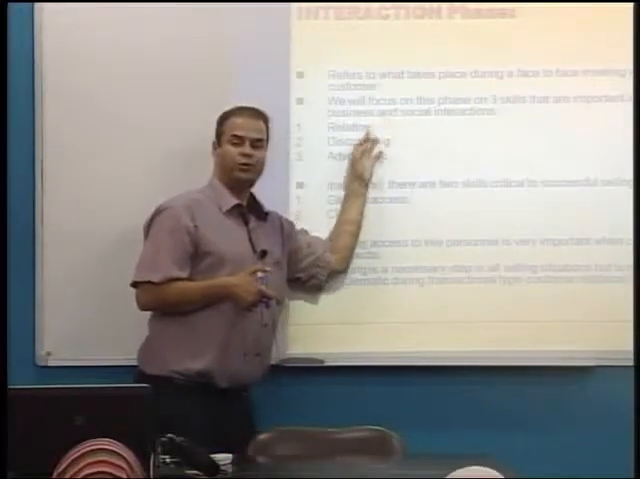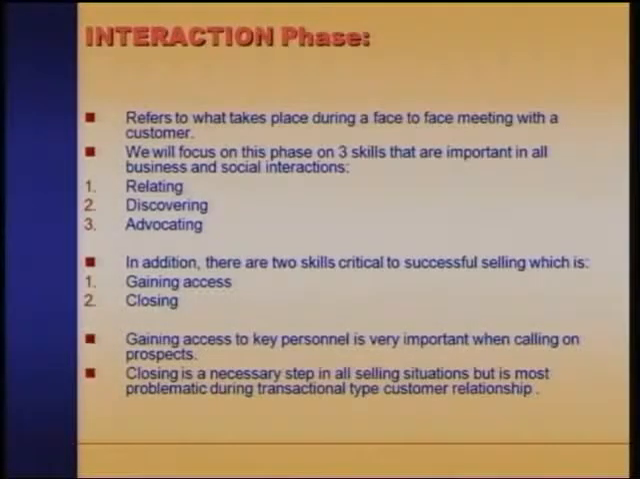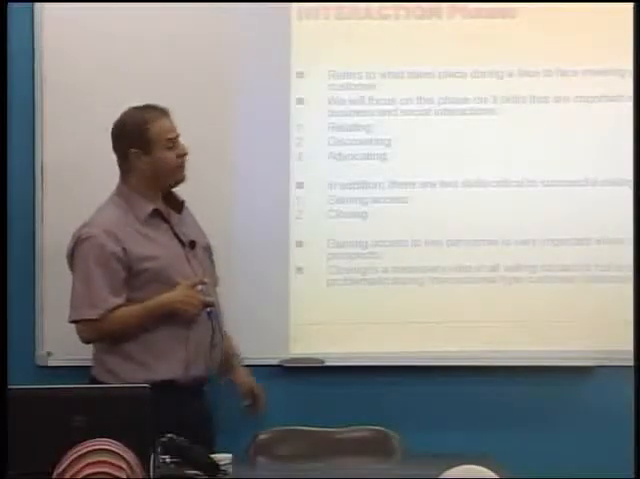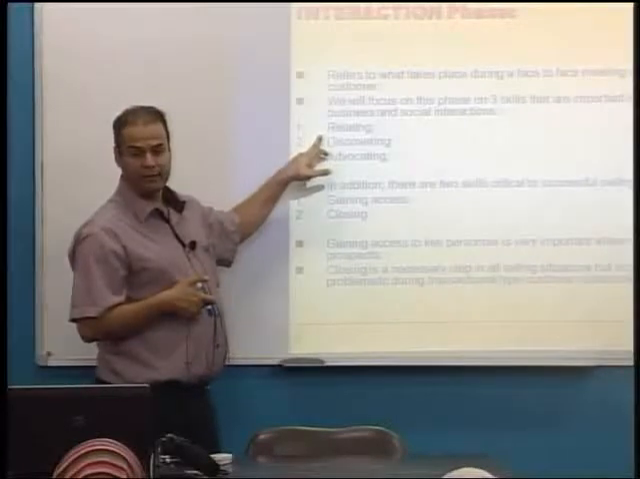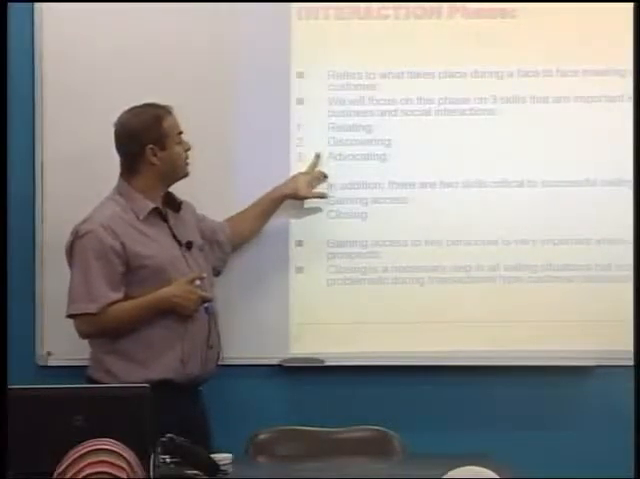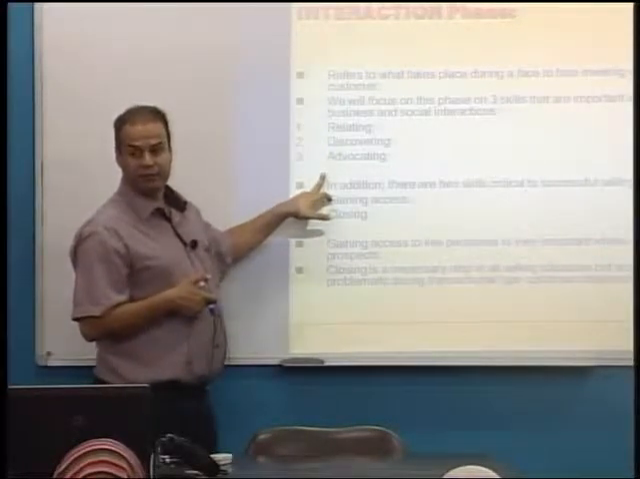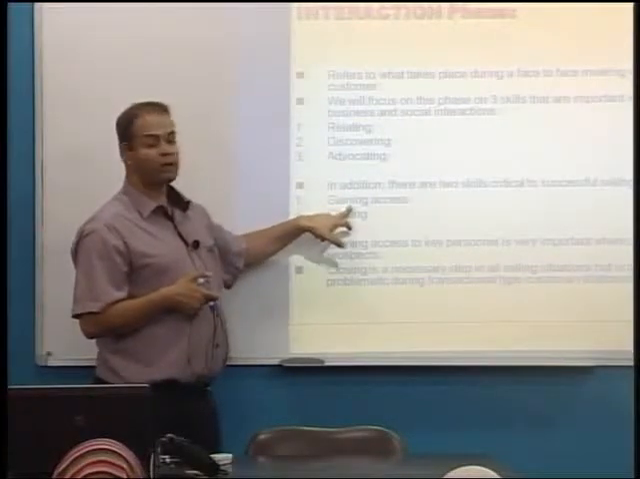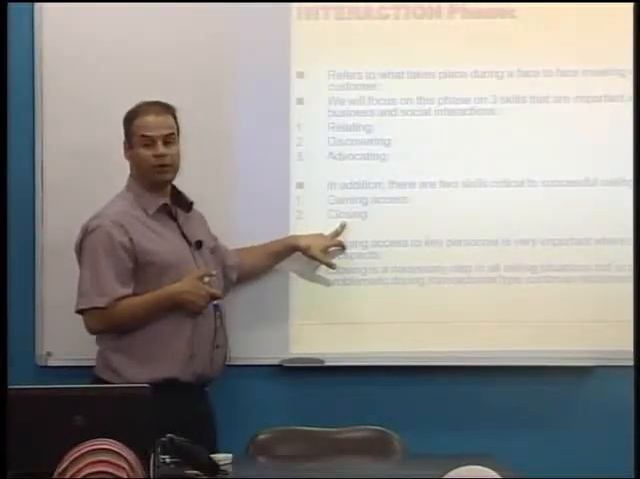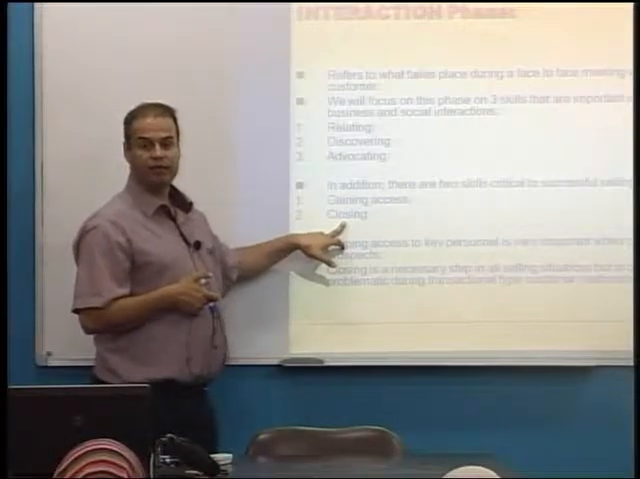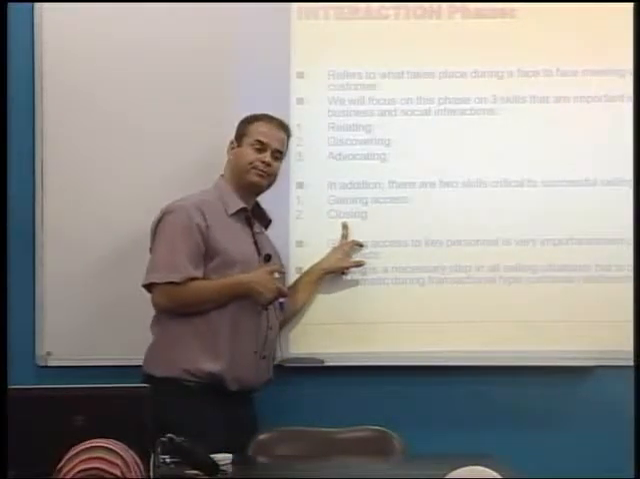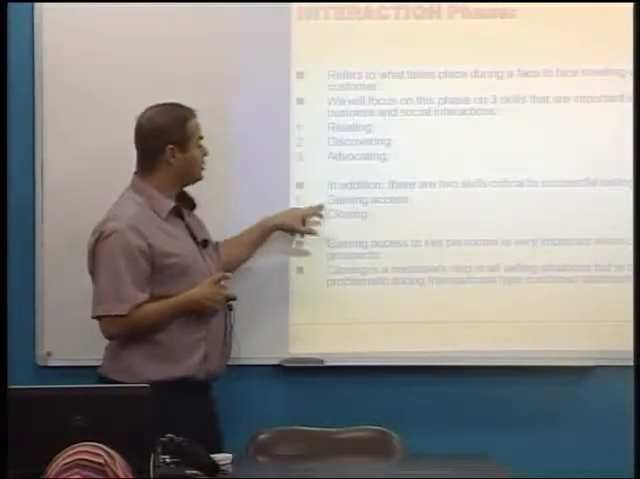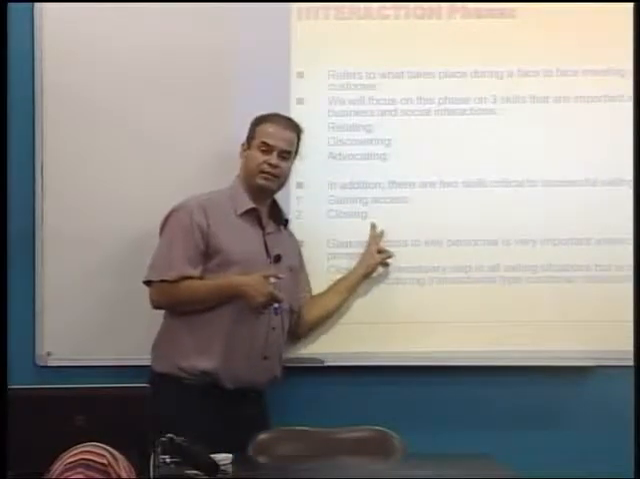Now, if you are going to talk about the skills which should be available in the character of the salesperson, there are 5. Beginning from something called relating. Skill number 2, discovering. 3rd, advocating. Later on, we are talking about gaining access, and we are talking about closing, which is finalizing a sales transaction. Somebody is going to say, what is the meaning of gaining access?